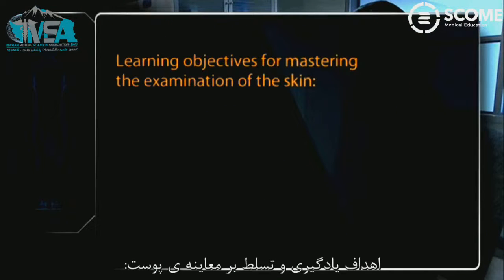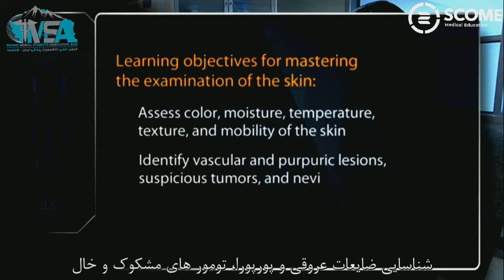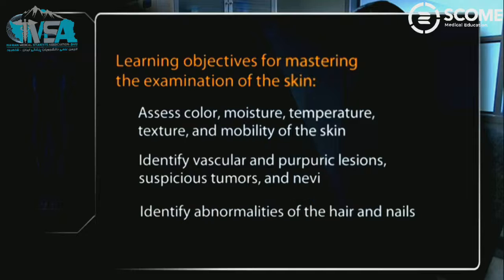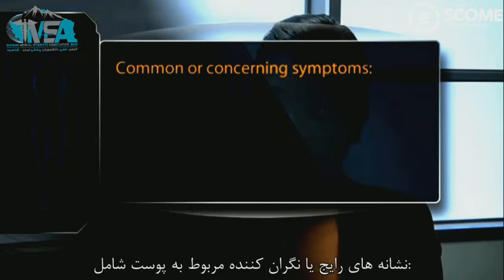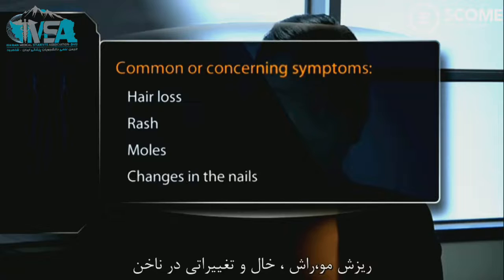Your learning objectives for mastering the examination of the skin are to assess the color, moisture, temperature, texture, and mobility of the skin, to identify vascular and purpuric lesions, suspicious tumors and nevi, and to identify abnormalities of the hair and nails. Common or concerning symptoms relating to the skin include hair loss, rash, moles, and changes in the nails.